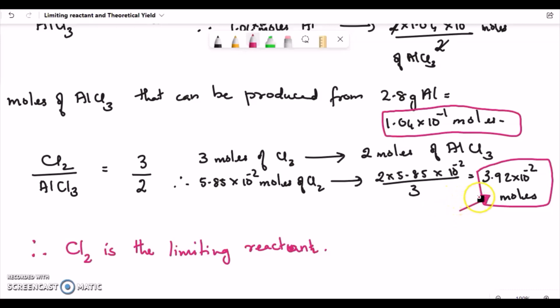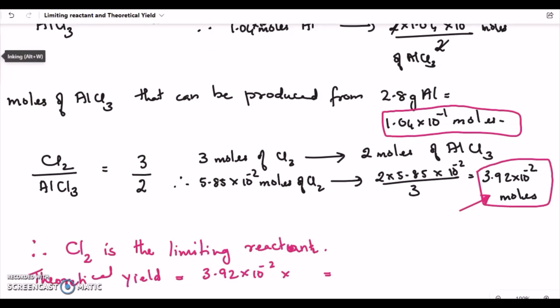And the yield of AlCl3 produced from the chlorine is called the theoretical yield. That is 3.92 times 10 raised to minus 2 moles, which we can convert into mass by multiplying by molar mass. So theoretical yield is basically the amount of product formed when the limiting reactant is fully consumed in a reaction. That is the theoretical yield. So the theoretical yield in this case is 3.92 times 10 raised to minus 2 times the molar mass of aluminium chloride. That is the one that is produced.